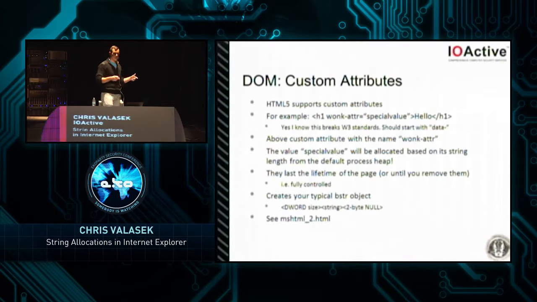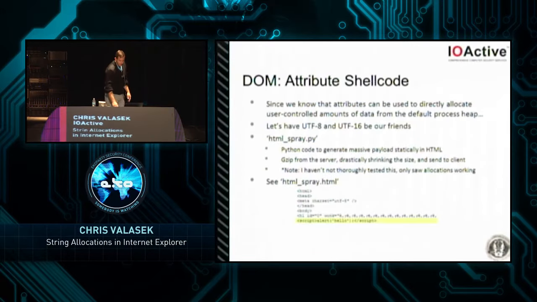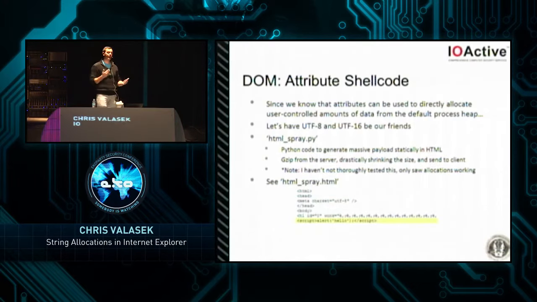So you have a DWORD size, this string, and a 2-byte null, which is cool, right? You can create whatever attribute you want and give it a value, and it will be allocated from the default process heap, which is exactly what you want when you're doing this type of thing.